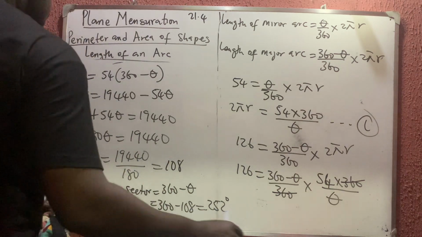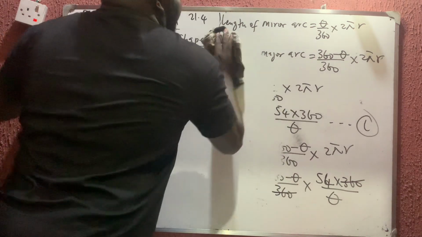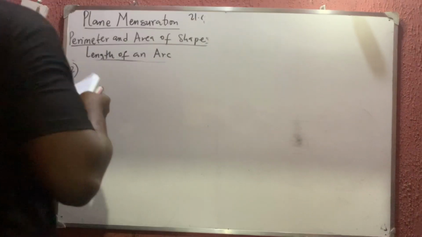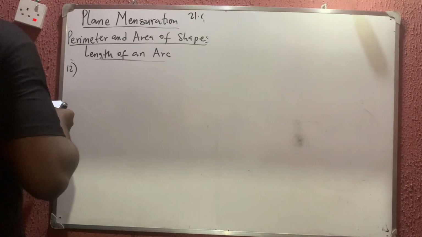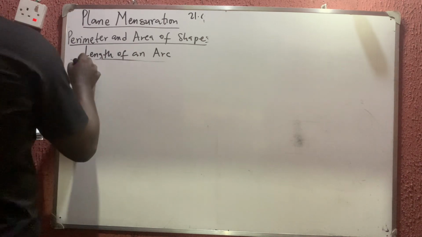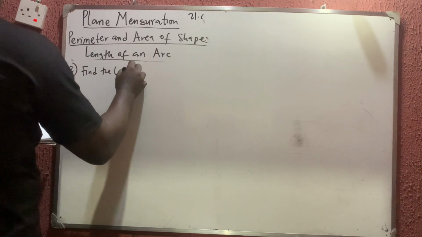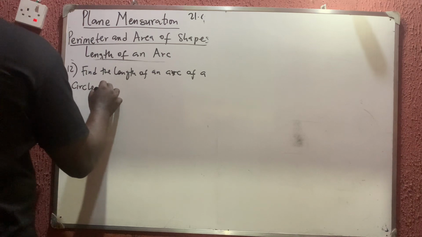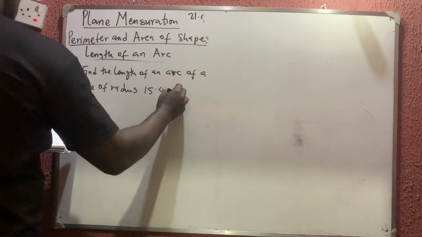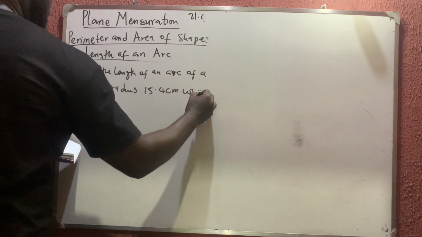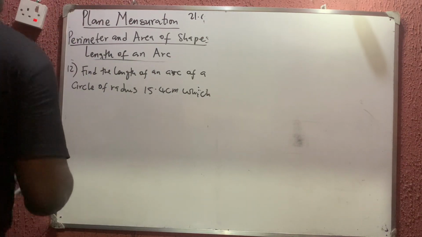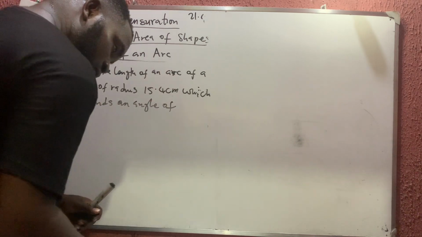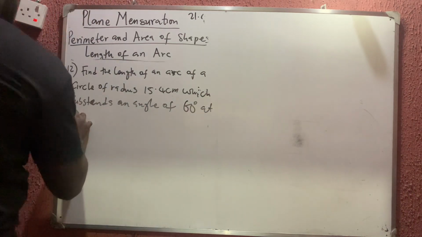Okay, so we move to question number 12, which is the last question I'm going to solve for today. So question number 12 said, I think it's going to be an assignment, so you try to solve it yourself. It's a very simple question: find the length of an arc of a circle of radius 15.4 cm, which subtends an angle of 60 degrees at the center.